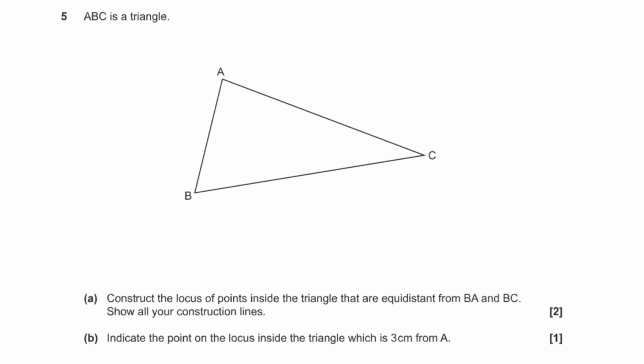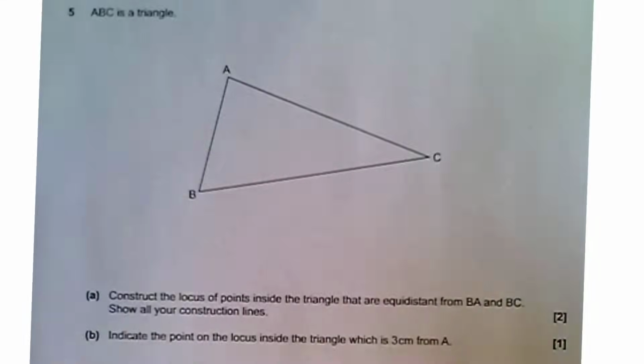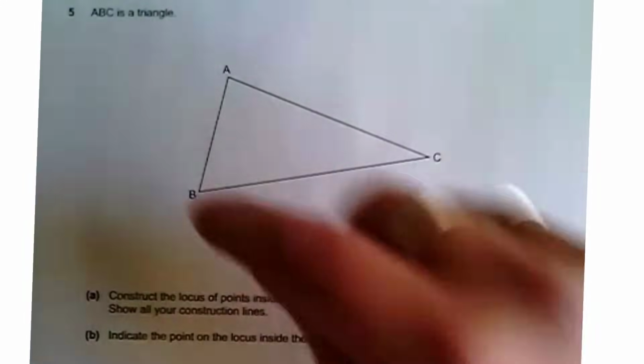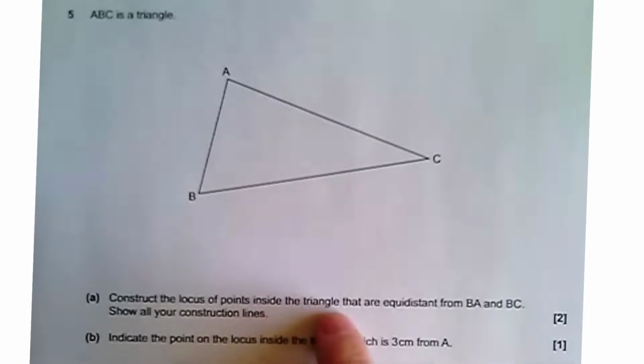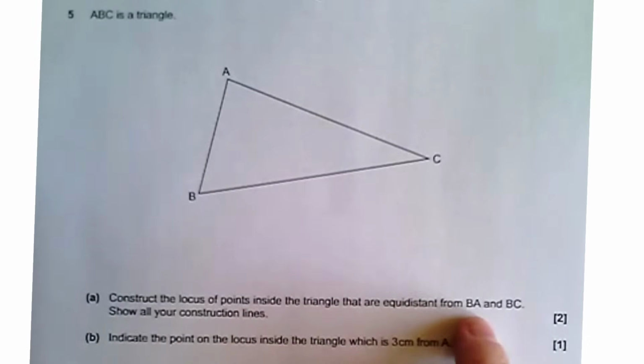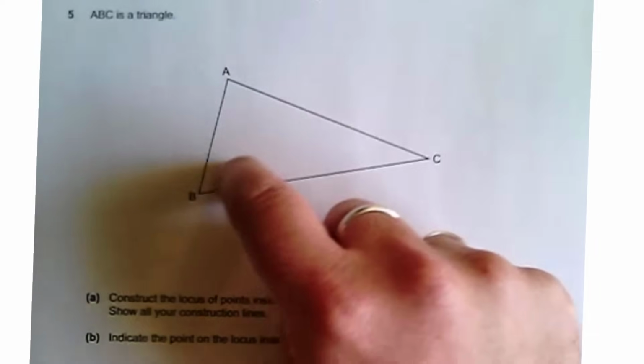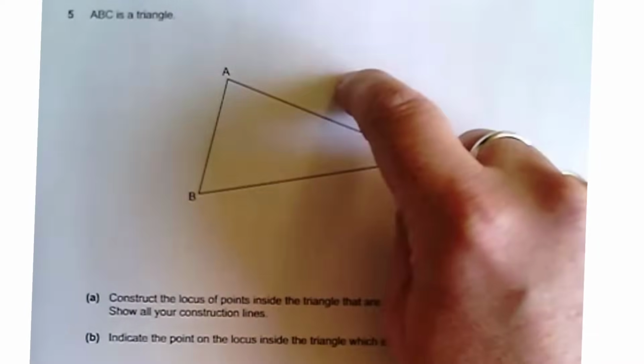Question 5. ABC is a triangle. Part A, construct the locus of points inside the triangle that are equidistant from BA and BC. Show all your construction lines. So BA is this side here, BC is this side here. Now the locus of points inside the triangle that are equidistant from BA and BC, that's going to be the angle bisector between the two of them, isn't it?